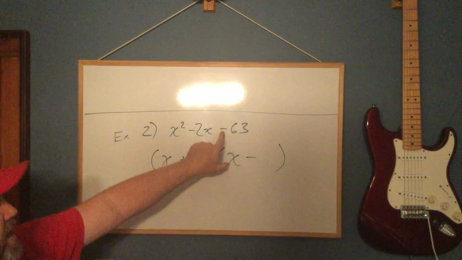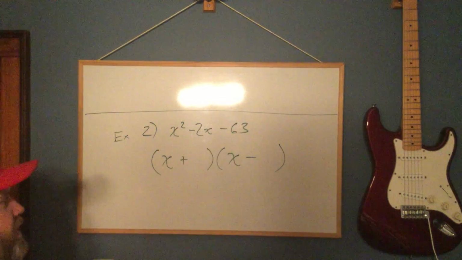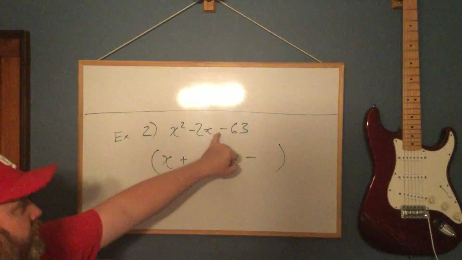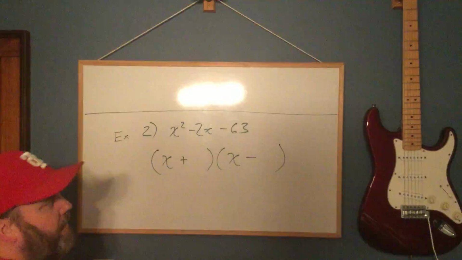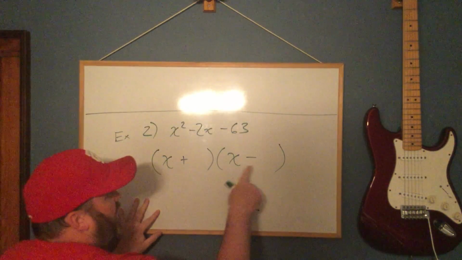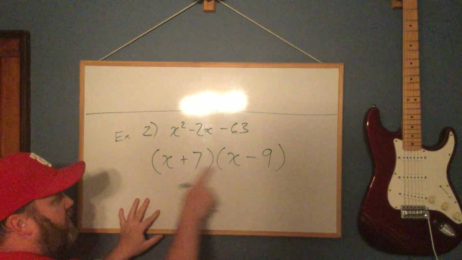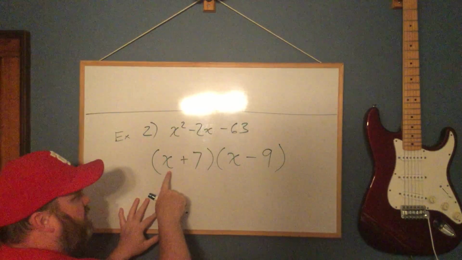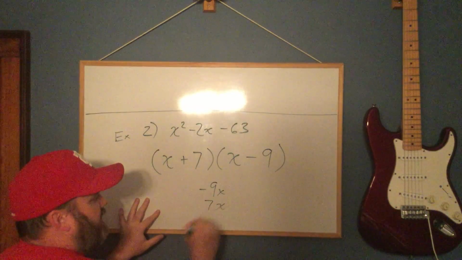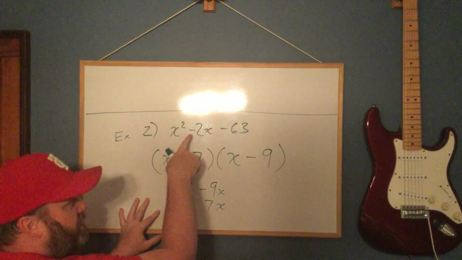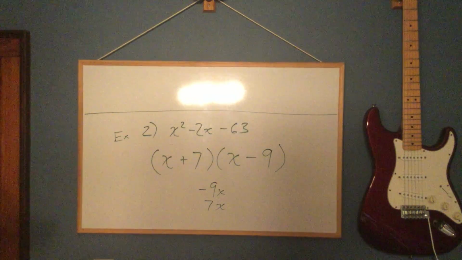Okay, so because I have different signs, I don't want a sum of two. I want a difference of two. I don't think I emphasized that enough when I went over that. We want a product of 63 and a difference of 2. So that's going to be 9 times 7. Now we want to put the 9 with the negative, because it's the bigger number, and then 7 will go here. X times x is x squared. X times negative 9 is negative 9x. 7 times x is 7x. Well, negative 9 and positive 7 give you negative 2. And then 7 times negative 9 is negative 63. So those are our two factors.